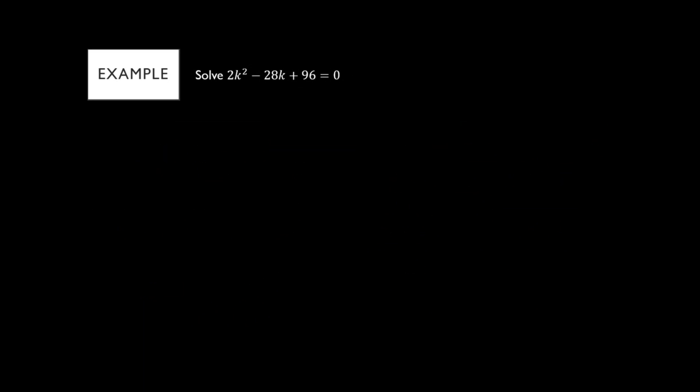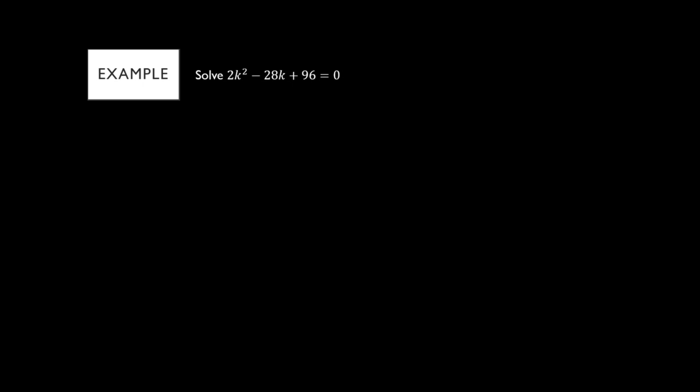So this one, a bit larger of an equation. We've got 2k squared minus 28k plus 96 equals 0. So it's in standard form. We want to factor. And whenever you have a number in front of your first term, you want to see if you can factor out a greatest common factor.